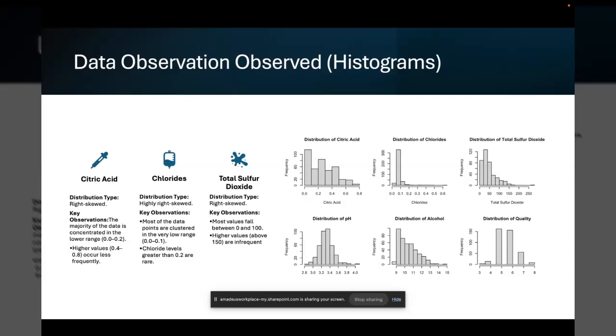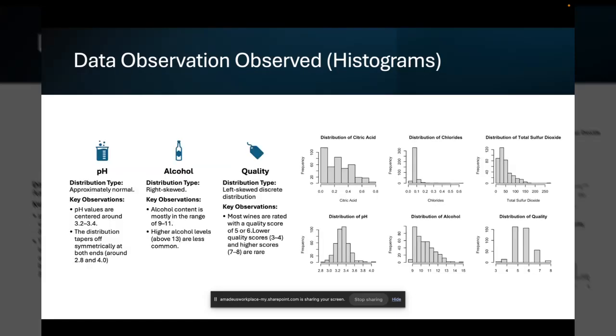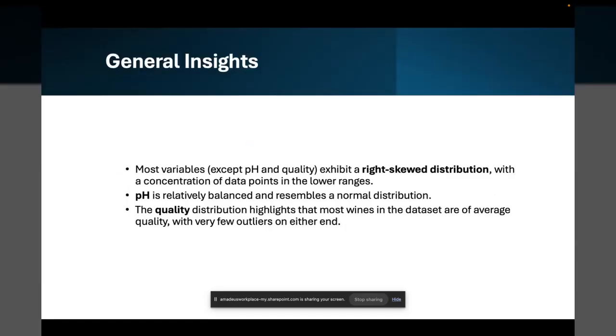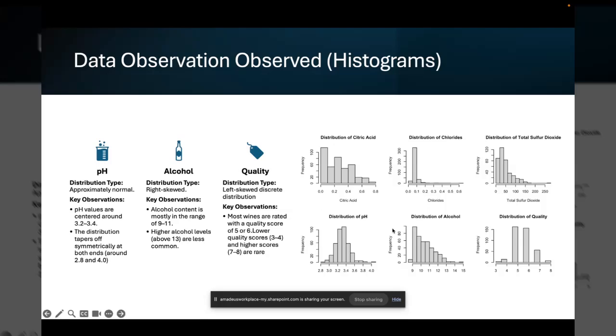Here we can see the histogram charts. From these observations, we can say that citric acid and chlorides exhibit right skew distributions with data concentrated towards lower values. On the other hand, pH and quality are more evenly distributed, resembling a normal curve.